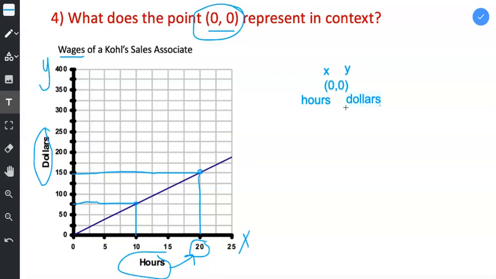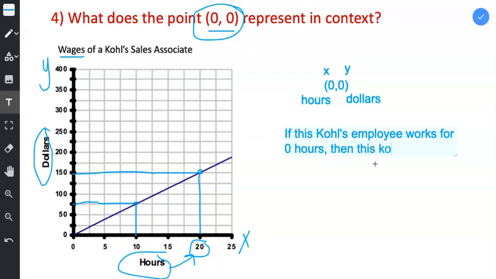And then we're going to write a sentence to make sense of this, and it has to include something about the wages of the Kohl's sales associate. So it's about that. So 0 hours and $0. So I could say, if this Kohl's employee works for 0 hours, then this Kohl's employee will earn $0.